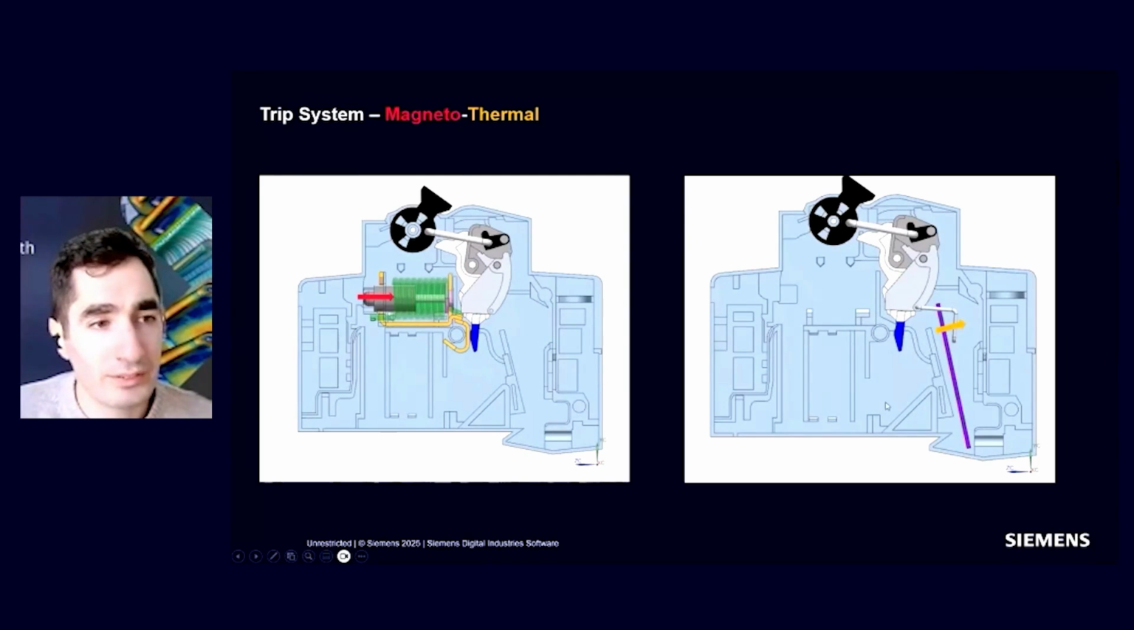On the right, we have the less severe condition, which is the thermal trip system, that gets triggered when we have overcurrents. It means that current heats up this bimetallic lever that bends and trips the system over time, not instantaneously. So this dual mechanism ensures both delayed and immediate protection, making circuit breakers reliable and efficient.